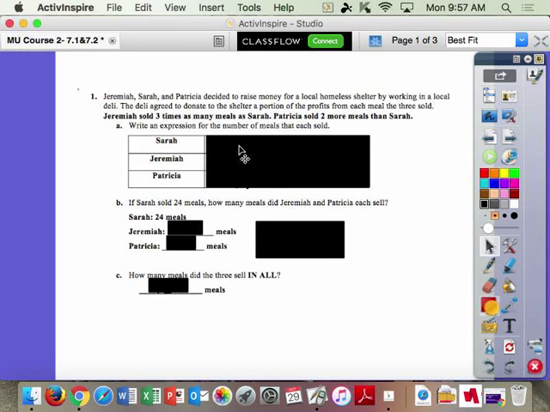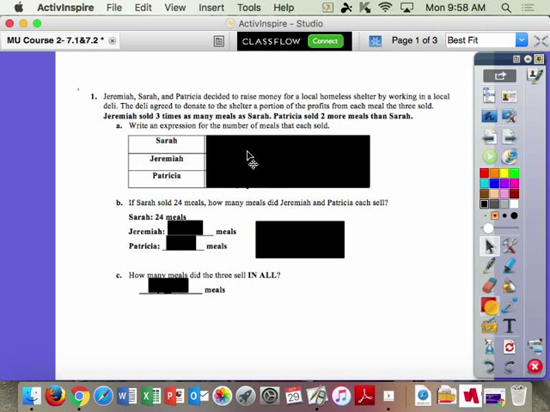Alright, so we're going to start with our bell ringer today. Jeremiah, Sarah, and Patricia decided to raise money for a local homeless shelter by working in a local deli. The deli agreed to donate to charity a portion of the profits for each meal they sold. Jeremiah sold 3 times as many meals as Sarah. Patricia sold 2 more meals than Sarah.